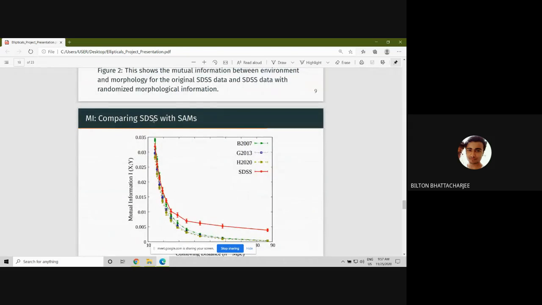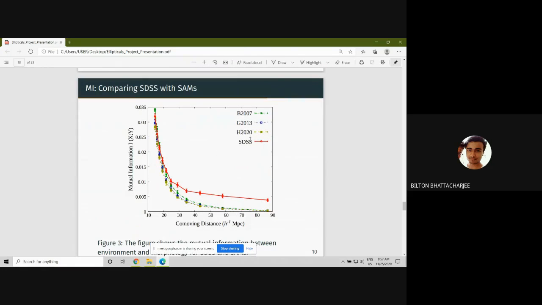Now we wanted to compare SDSS with semi-analytical models. So we have the three models here and SDSS. We find that on small length scales there is no disagreement. Whereas when we go to a higher distance beyond 20 megaparsec, we see that there is a discrepancy between semi-analytical models and observations, where the semi-analytical models do not seem to predict the existence of a large-scale correlation between morphology and environment, whereas observations show that there is a correlation between morphology and environment, and it exists up to 90 megaparsec in our sample.